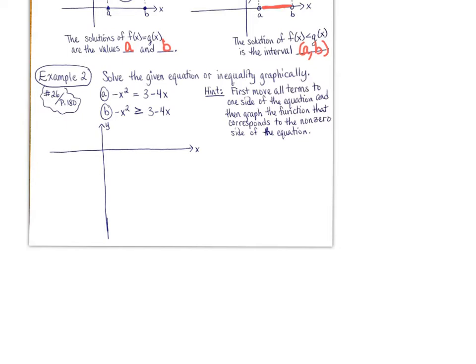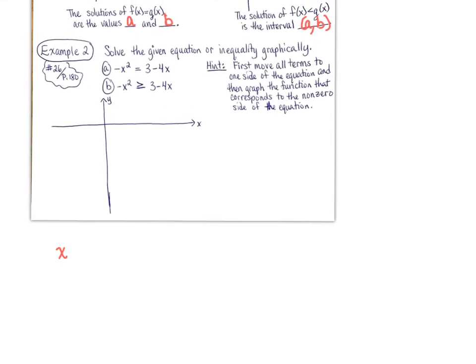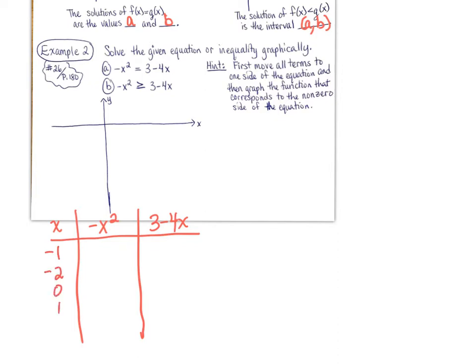Alternatively, you can set up a chart or a table and find your corresponding y values. So let me move this up. You'll have x, negative x squared, and 3 minus 4x. Those are your functions involved. Your input values are your x values. So we'll choose values of x, find out what these values are, and then we'll plot them. So we'll say x is negative 1, negative 2, 0, 1, 2, and 3. That should give us a good picture.